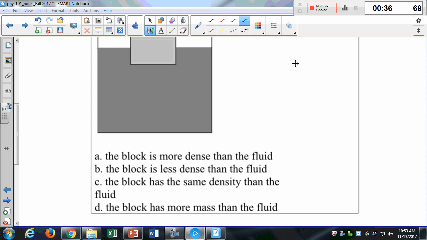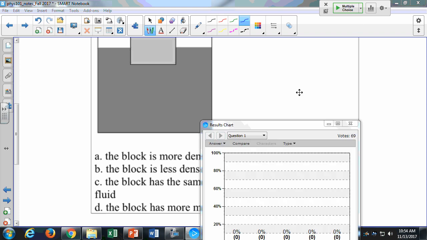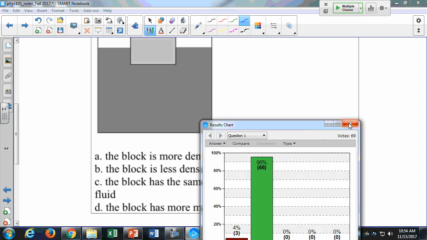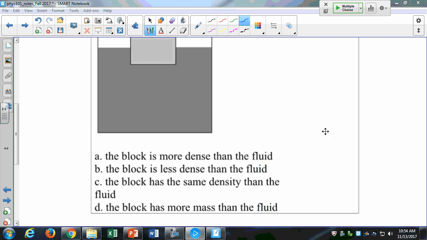All right, let's stop at, say, 43. Good job. You are awesome. The block is less dense. That's why it floats, right? That's why ice floats in water.